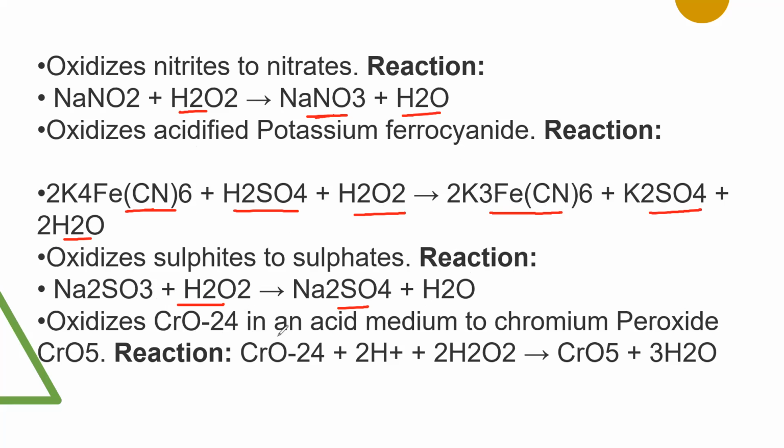And it oxidizes chromium oxide in acidic medium to chromium peroxide. So chromium oxide to chromium peroxide. Here it is called chromium peroxide. So these are the important oxidation reactions of hydrogen peroxide.